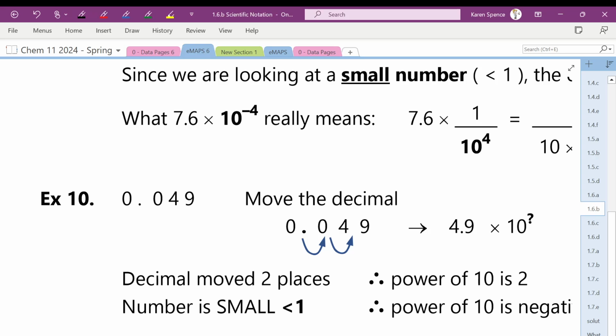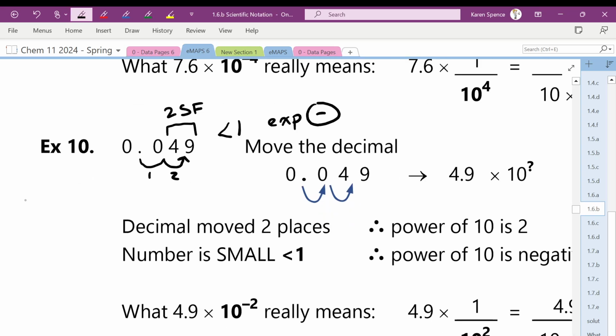All right, we have 0.049. How many sig figs? 2 sig figs. Is this a big number or a small number? Bigger than 1 or less than 1? This number is less than 1, so our exponent will be negative. So we're going to move our decimal place 1, 2 places. So it's 4.9 times 10 to the, and we need a negative exponent, 2. Are we liking these? Yes. Yes? Fantastic.